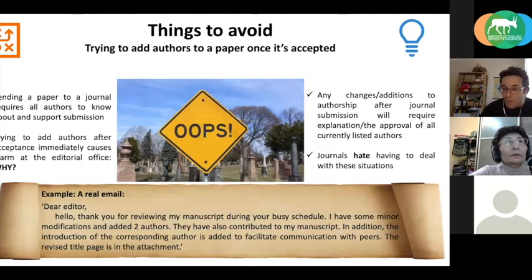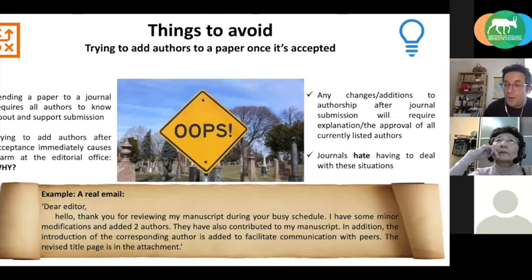There are also a number of things to think about as an author that you don't want to do in the manuscript publishing process. Here are some examples. One of the key things that we get often, and people try to do all the time, is adding authors to papers once they've been accepted.